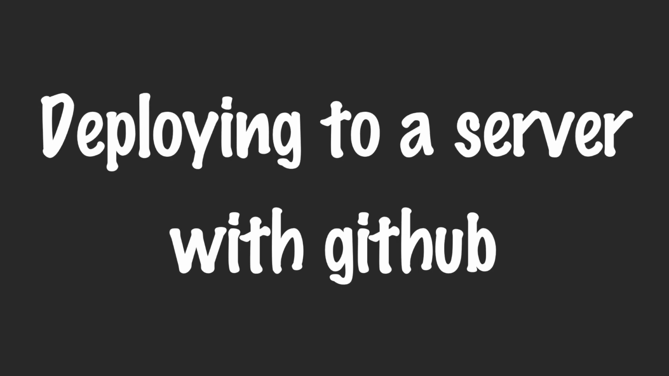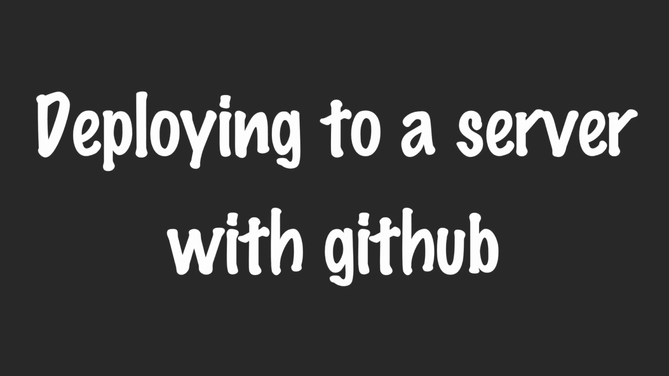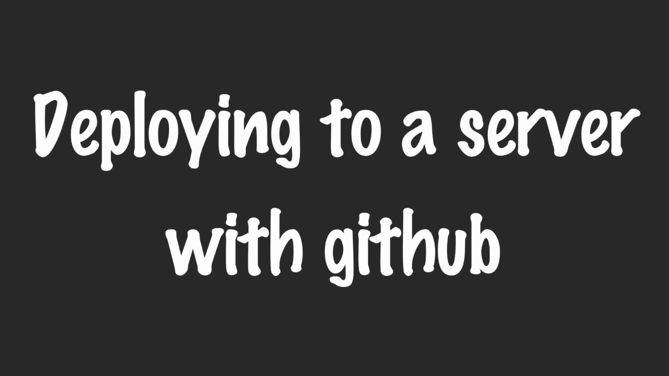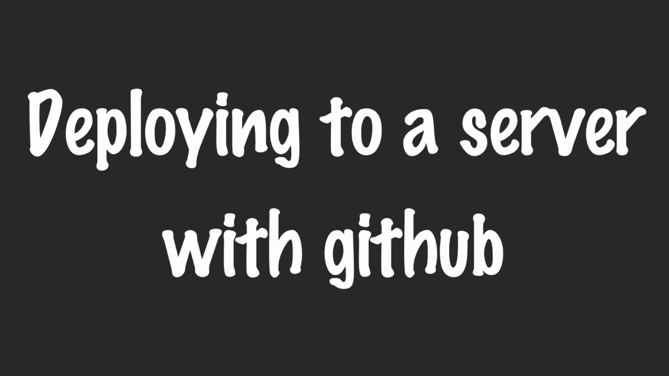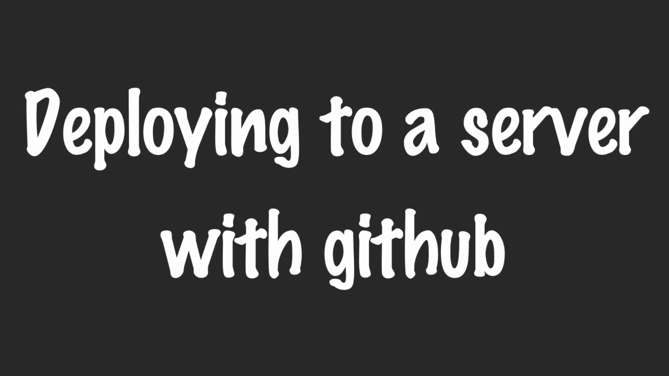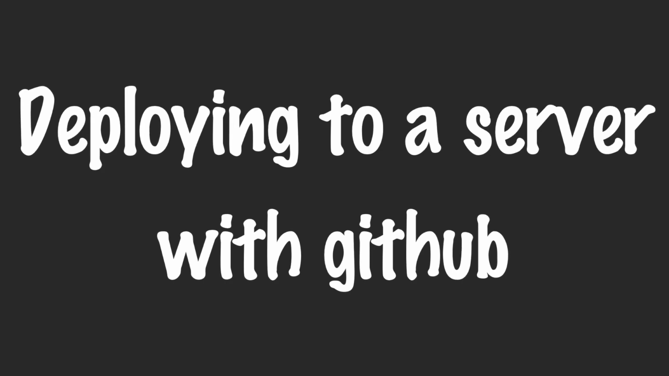Today I'm going to walk you through deploying to a server with GitHub. So firstly, we'll create a deployment folder on the server. Secondly, we will create a fresh repo to push to the server that will redirect its pulls into the deployment folder by the use of a simple post-receive hook or script.